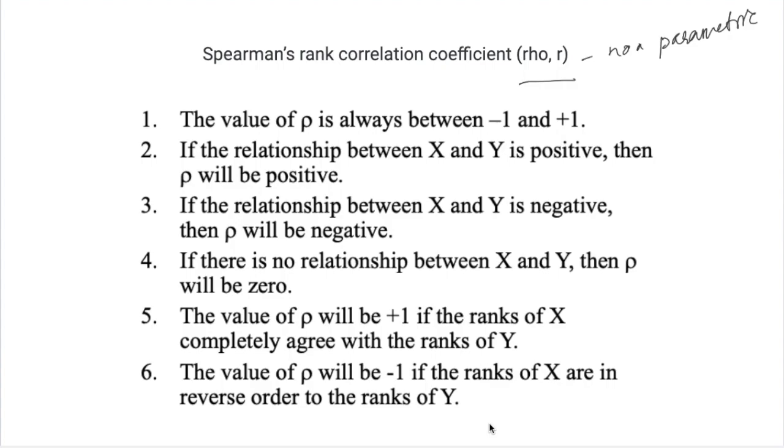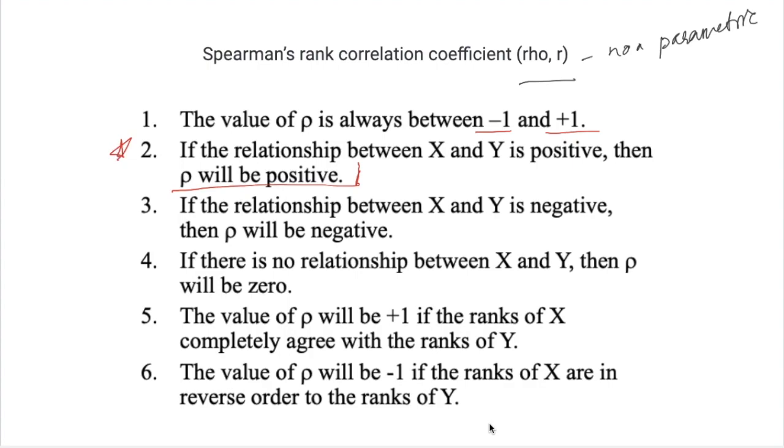So what is Spearman's rank correlation? What we do is convert the data into ranks, and we see whether these ranks have any correlation between them. The value of rho is always between -1 and +1, which is the same as that of Carl Pearson's correlation coefficient. The next property says that if the relationship between x and y is positive, then rho will be positive. This is a very important point which you could expect as a NET exam question also.